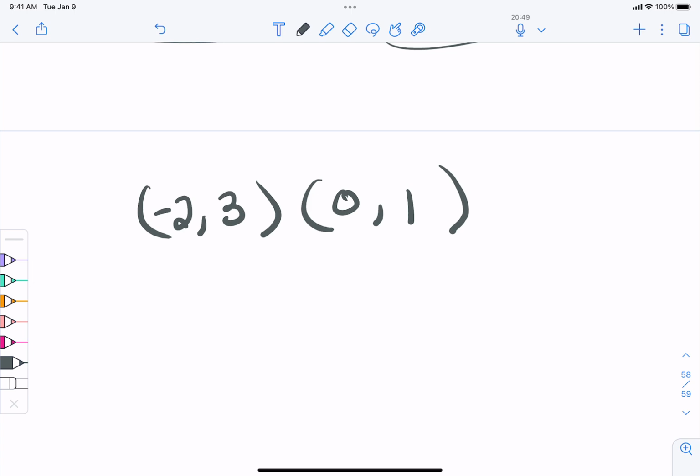Okay, it's always the same steps. Find the M, find the B. Find the M, find the B, find the M, find the B. I have 0 first. It's almost right. No, it's plus 1.